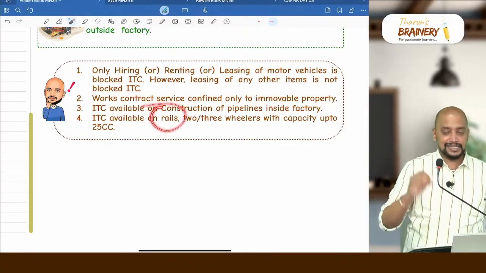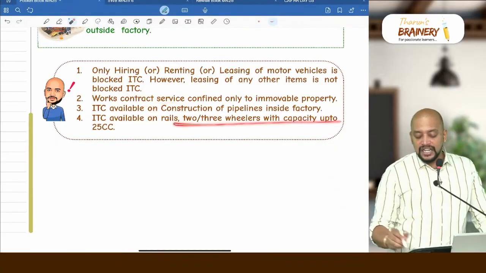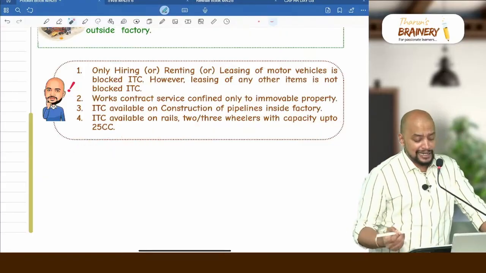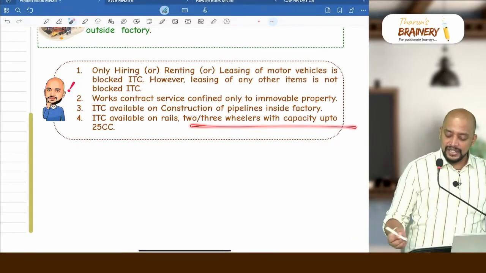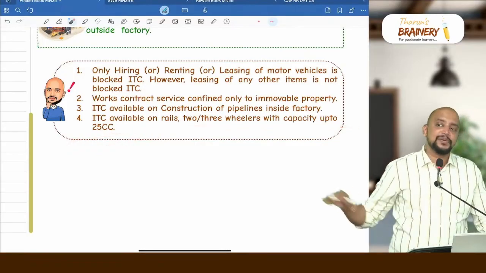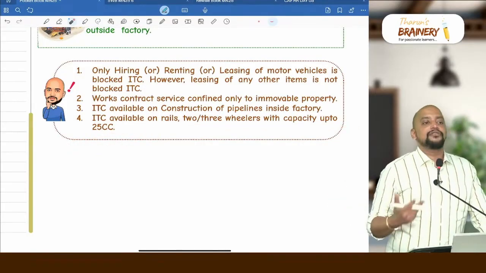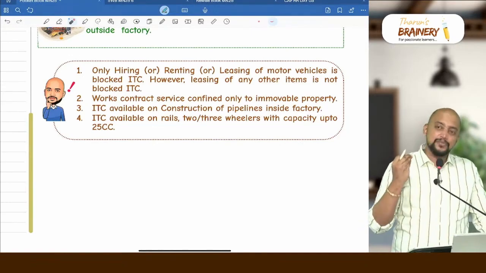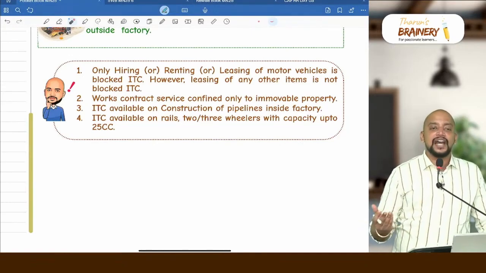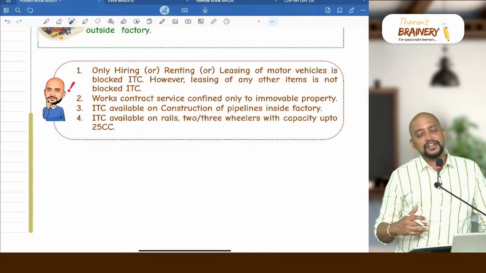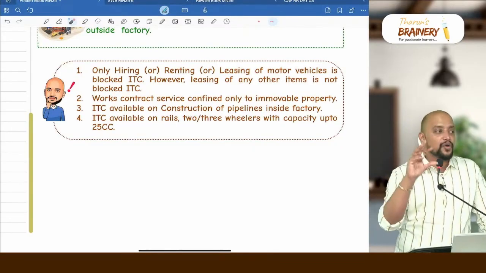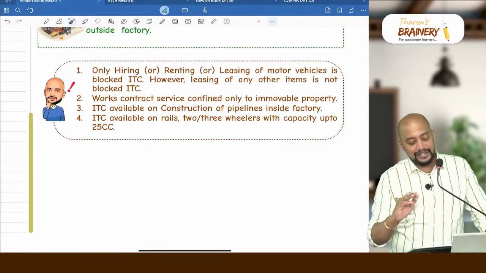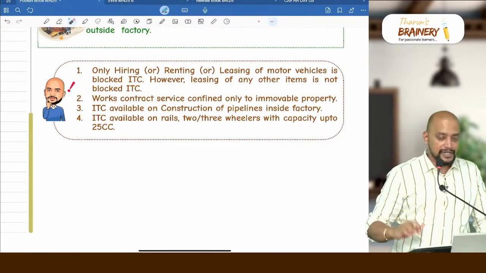Definitely on rails purchase they can take ITC, and 2 or 3 wheels with capacity up to 25 cc also, ITC is available. Why like that? Because 2 or 3 wheels with capacity up to 25 cc will not be considered as motor vehicles, and also I have not seen any such motor vehicles up to 25 cc. Any motor vehicle you take nowadays starts at somewhere around 100 cc. So less than 25 cc means a cycle which is fitted with a motor may be coming under that category. If they purchase, they can take ITC because that is not a motor vehicle.